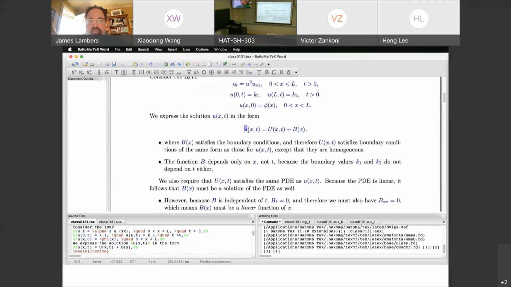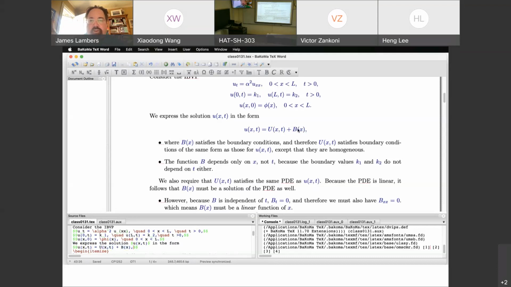Now, this original solution is going to satisfy this PDE. And this function, capital U, will also satisfy the same PDE. By linearity, if this is a linear PDE, this function must satisfy the PDE also.